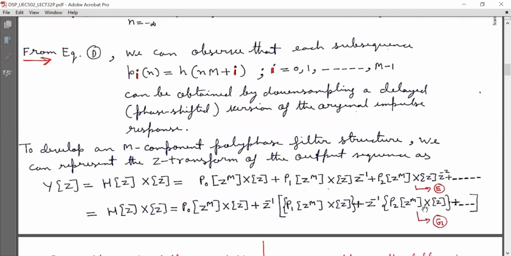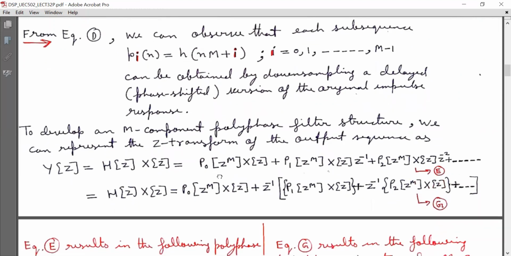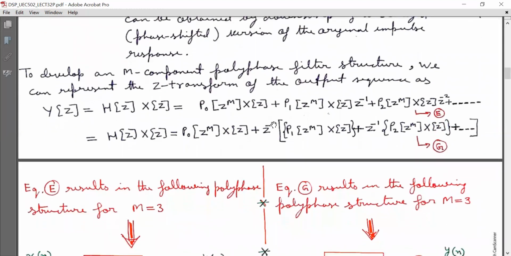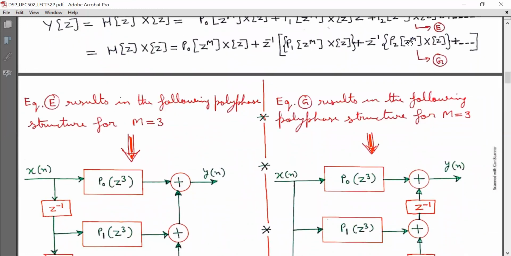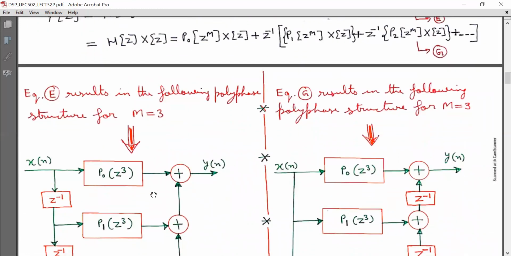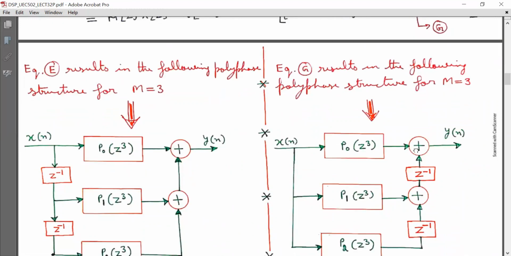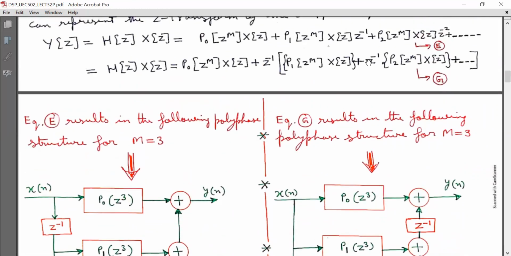Both equations convey the same output Y(Z), but when we implement these equations in terms of structures, then based on equation E we will have this structure, and based on equation G we will have this structure. So let us see. This is equation E. The equation E results in the following polyphase structure for M is equal to 3. I have considered M is equal to 3 for simplicity. I just want to give you an example.